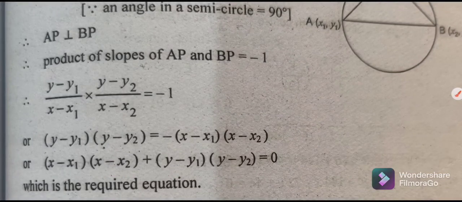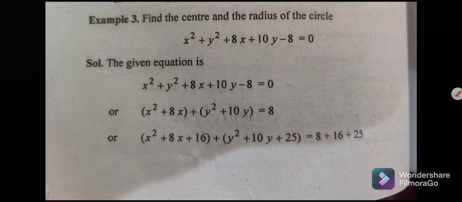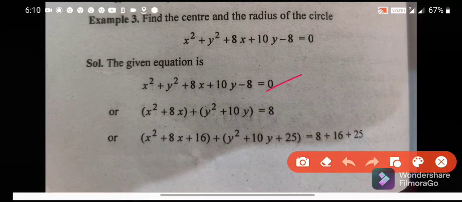Now let us solve some examples to clarify general and diameter form. First example: find the center and radius of the circle x square plus y square plus 8x plus 10y minus 8 is equal to 0. Now write down the given equation. Now write down the terms of x and the terms of y separately.